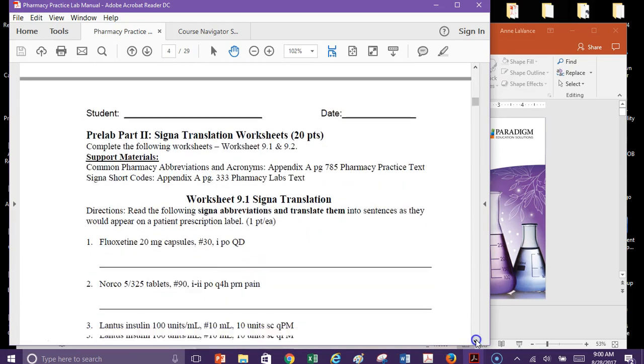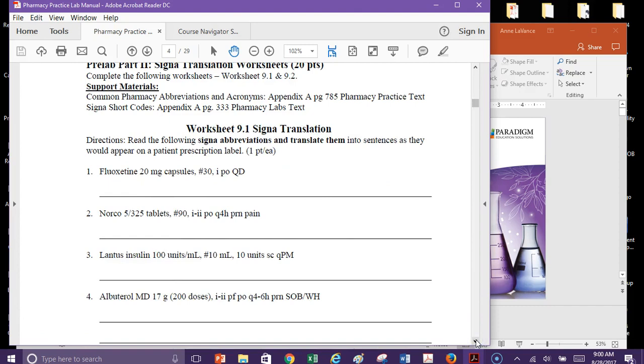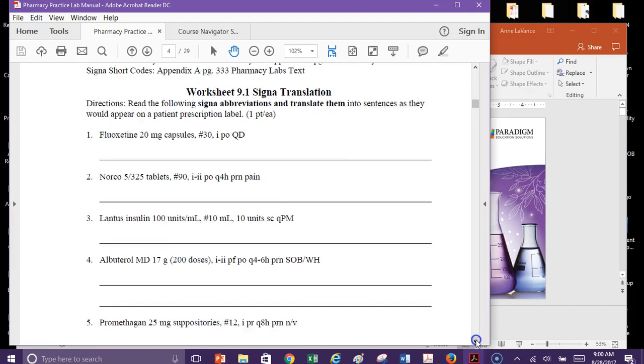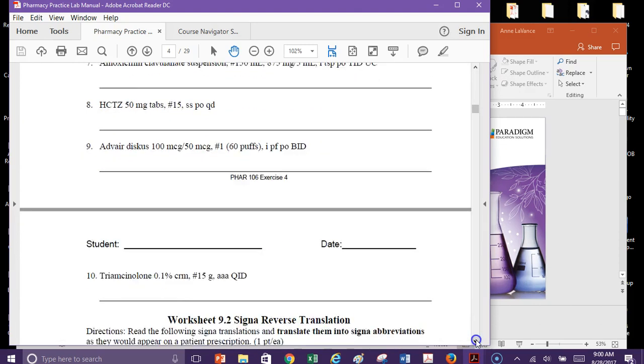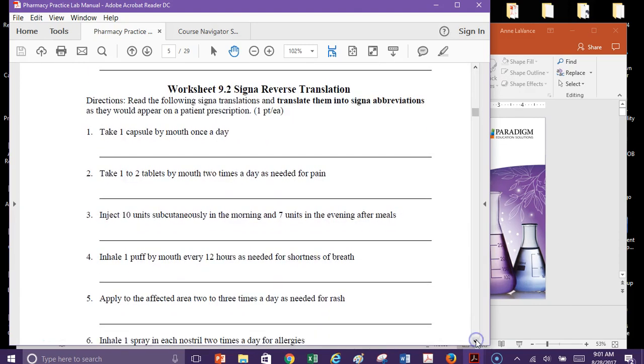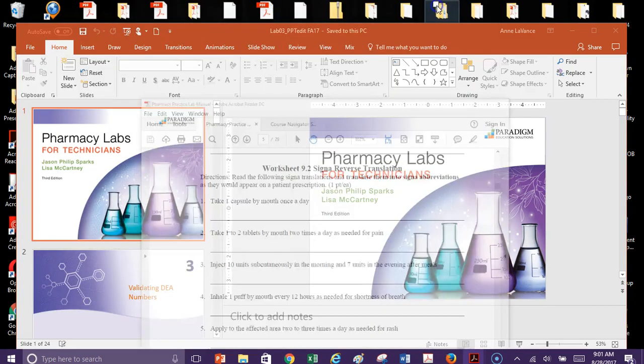After that, there are 2 Sig worksheets. So Sig is the instructions for the patient. The first one is taking Sigs, the abbreviation for signa, and turning them into common language. And the second worksheet also has 10, where we take common language, or what would be a label, and translate them back into a Sig. So we'll come back to that in just a few minutes.